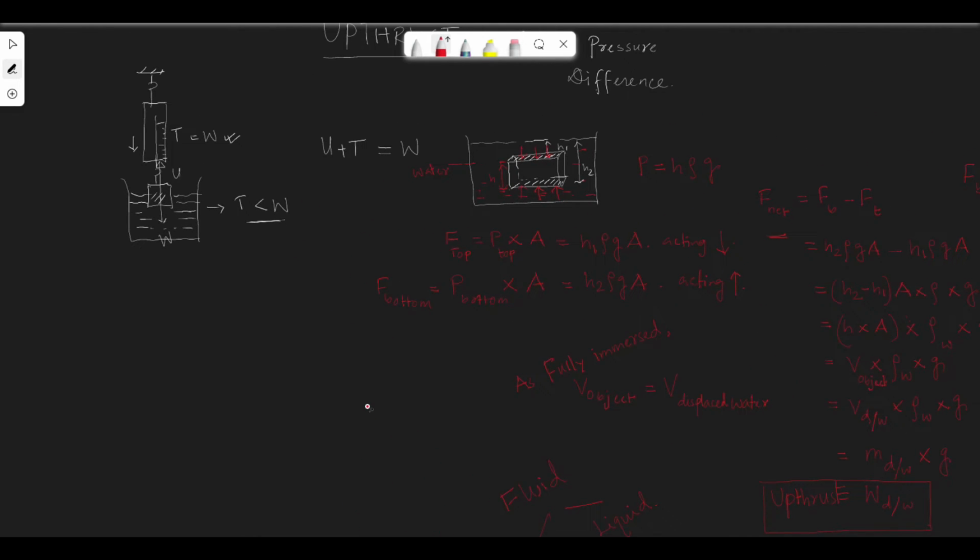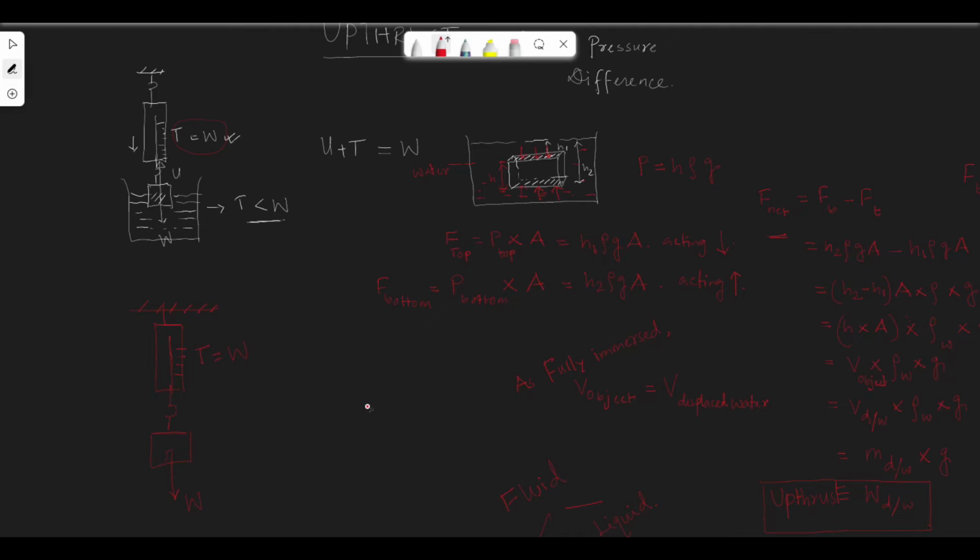So getting back to the same situation that we started with, when the mass was initially just attached at the end of the Newton meter, we said that tension is equal to weight, and that time we did not consider any kind of upthrust, right? This is the Newton meter. At the end of it, a wooden block is attached, and this whole system is freely suspended. Whatever tension we get from this Newton meter, we said that tension to be equal to the weight, the downward force and upward force. So here we did not consider any kind of upthrust.